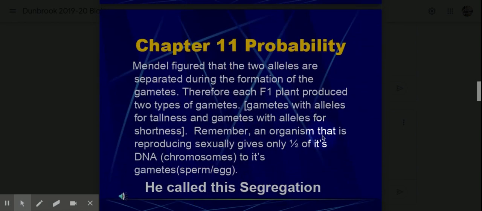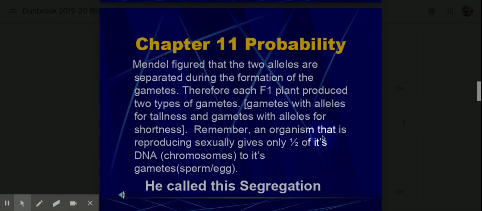We already talked about this. Mendel figured that two alleles are separated during the formation of gametes. You saw this when you did your meiosis cards and you put them in the sequence on the counters and on your desks that you worked with when you had those 17 cards that we put in order.